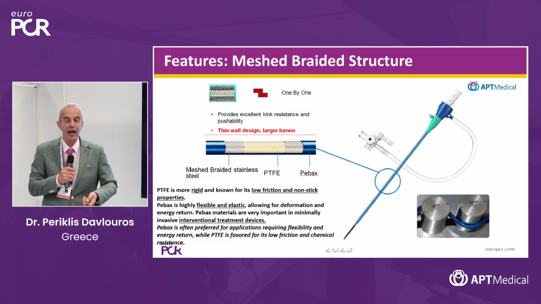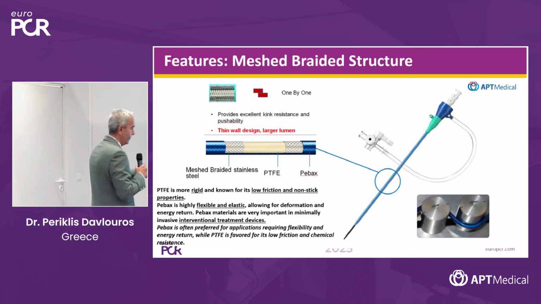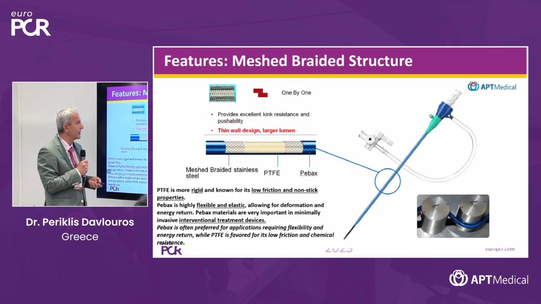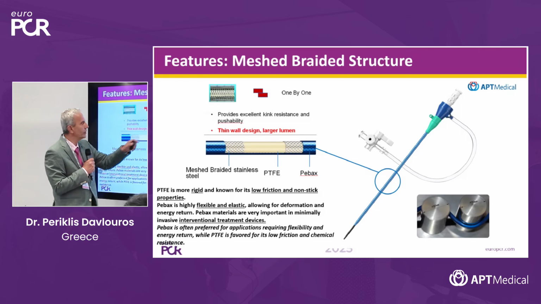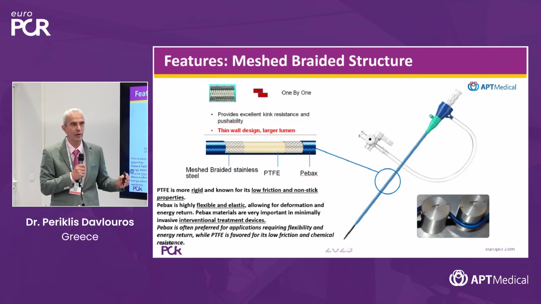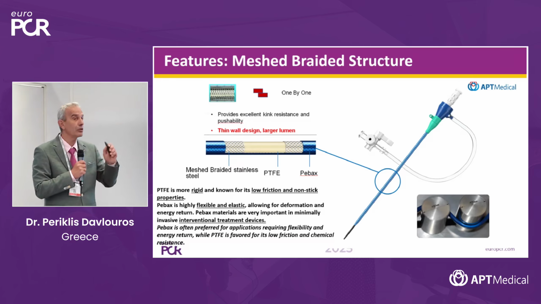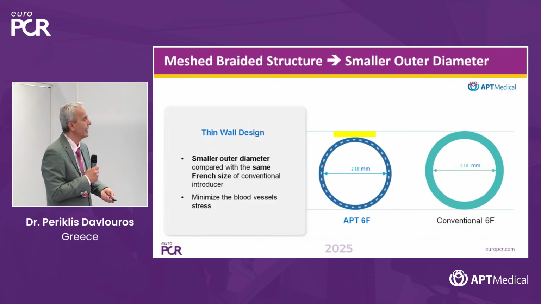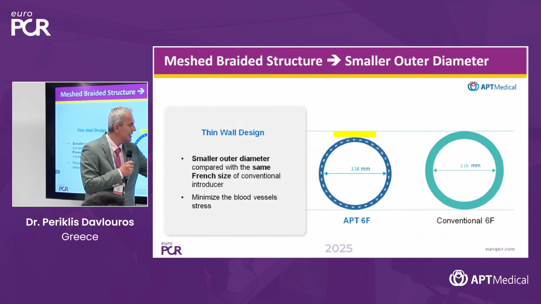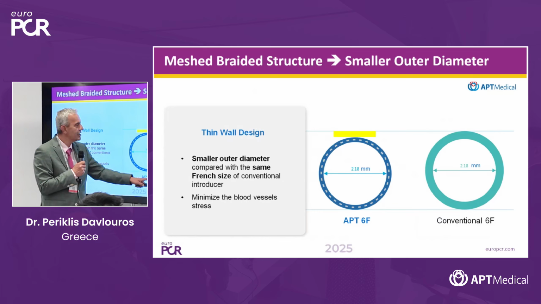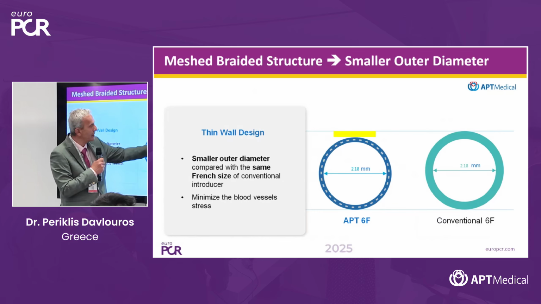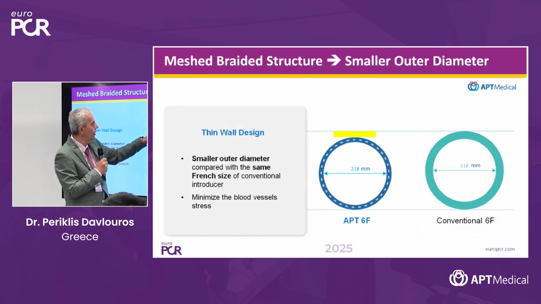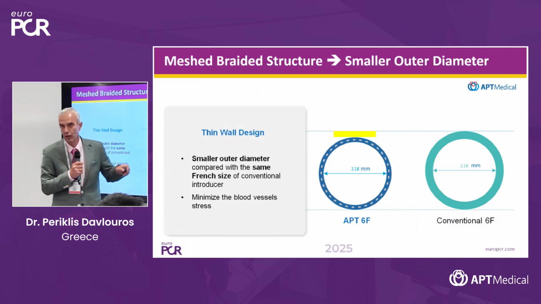Now, apart from the strength that the metal provides the sheath, there is another advantage. The advantage is that there is a thin wall design with a larger inside lumen and at the same time an outside diameter that's comparable to the 6 French sheaths. We're going to see that here. Here you see a conventional 6 French, and here is the APT 6 French sheath, which, as you can appreciate, has a smaller outer diameter with the same inner diameter. So your net gain is the yellow box over there.